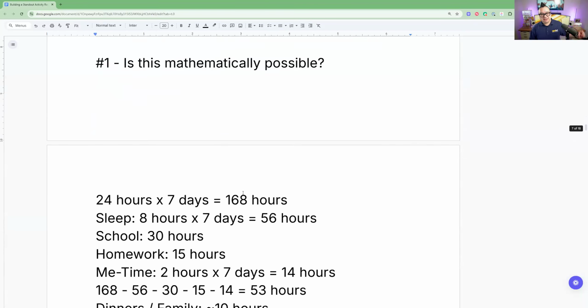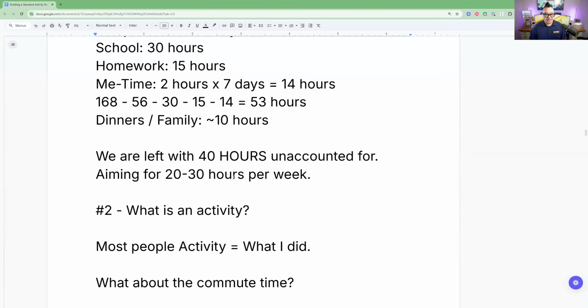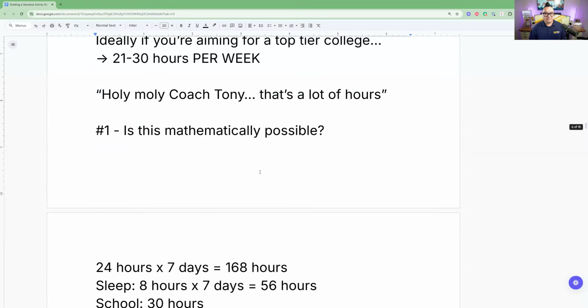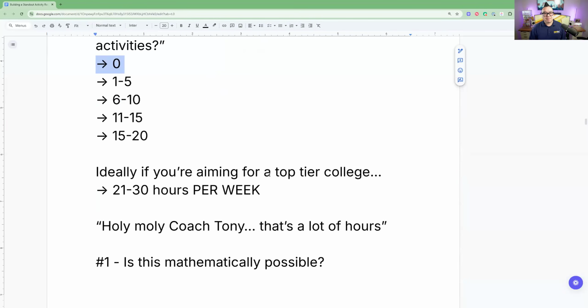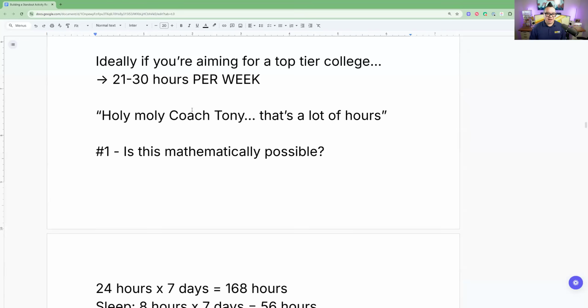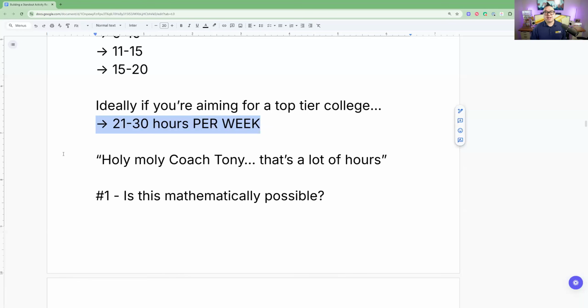Okay, so that is going to be the first kind of aha of this as well. The metric I'm looking at is the hours per week. So keep in mind we are going to optimize for this, right? So for most students, I believe in here, you are aiming for like a top 25 college or a top 50 college, top state school, top private school.